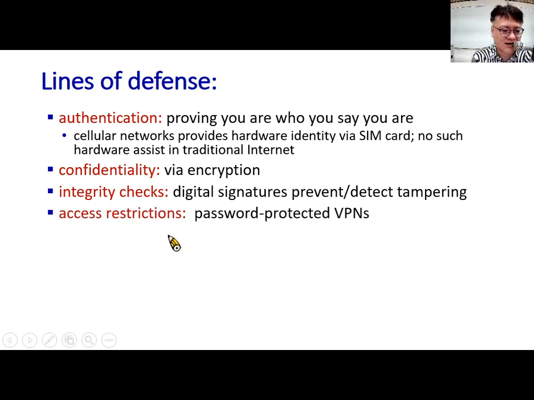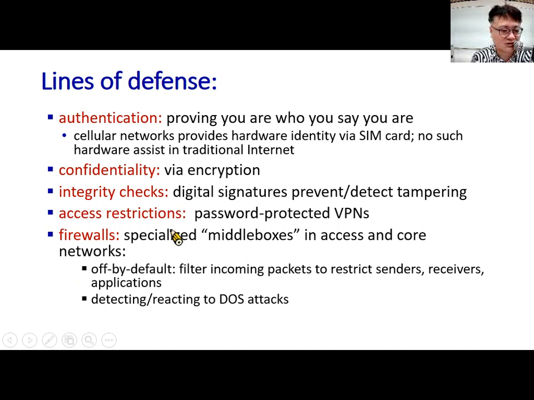And also we can use access registration and password-protected VPN. We can also use a firewall, a specialized middlebox in the access and core network that by default filters incoming packets. We can design the filter to restrict the sender and receiver applications, and it can also detect and react to DoS attacks.